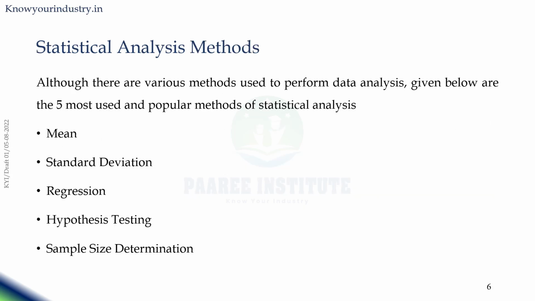We have seen what data and variables are, and the types of data and variables. Now we are going to see the most used statistical analysis methods in statistical applications in the pharmaceutical industry. There are various methods used to perform data analysis. However, the below are the most used and popular methods in pharmaceutical development: mean, standard deviation, regression, hypothesis testing, sample size determination. We will see each statistical analysis method in the upcoming slides.